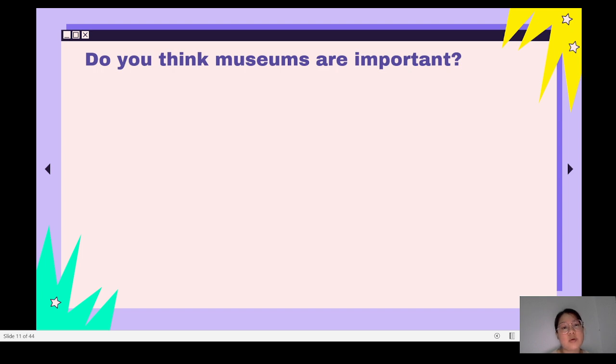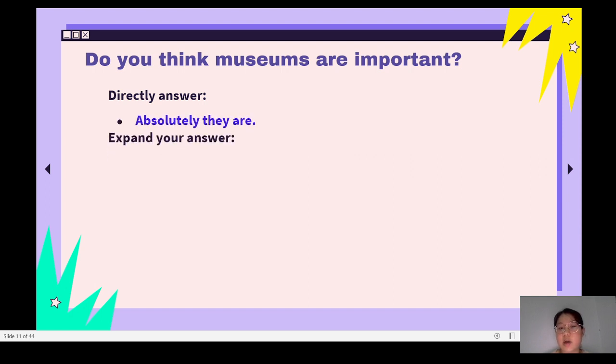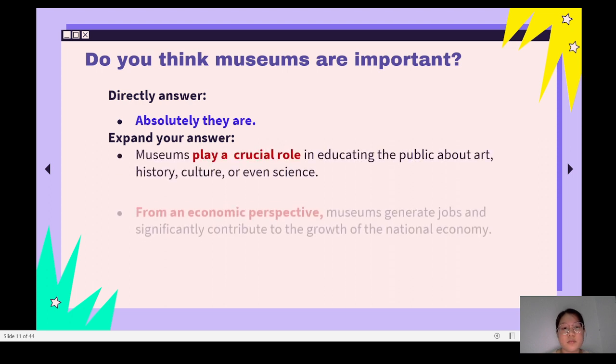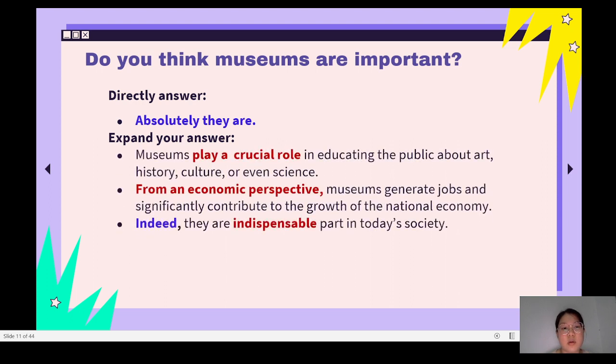And now I will show you my answer for the question. You can see, first of all, because it's a yes/no question, you should answer directly yes or no, because it's the keyword. You can see here. Absolutely, they are. It means that yes, I think museums are really important.